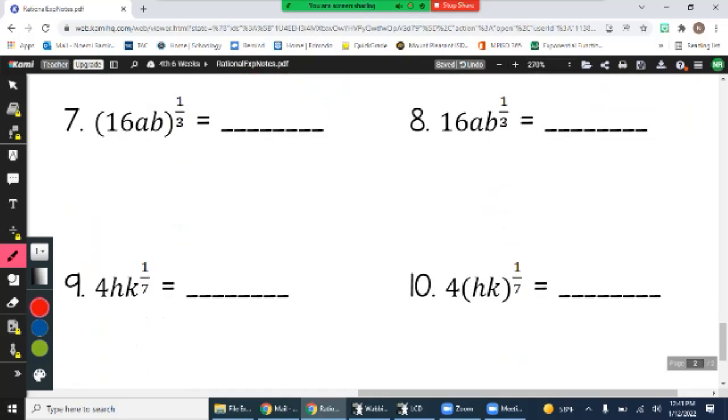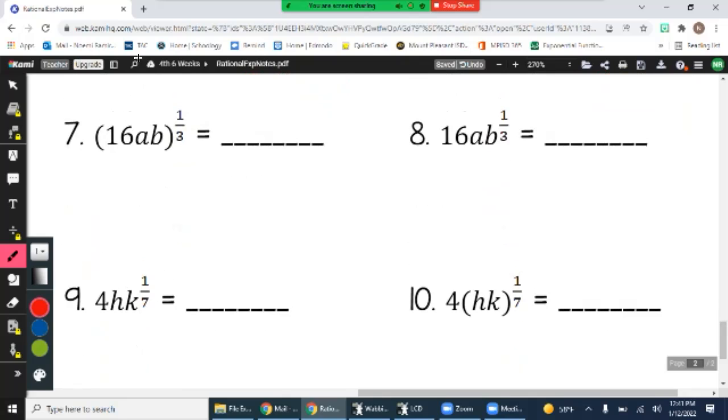7 and 8. You should be scared. 7 and 8. Radical symbol. What goes inside the radical? 16ab to the power of, index of. Okay. Number 8. 1/3 only applies to what? B. Good. It only applies to B. So what goes in front of the radical?